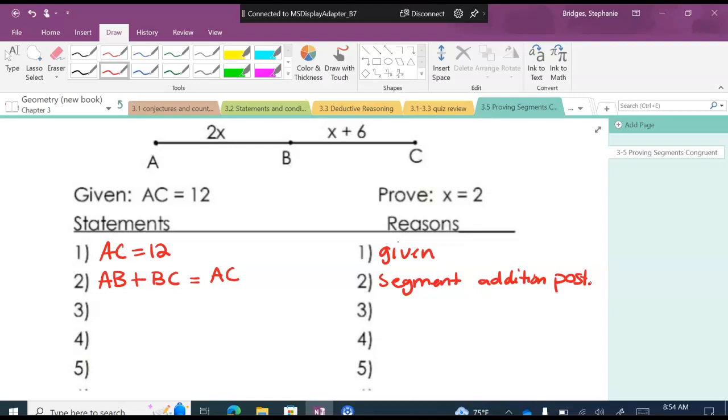Okay. Next question. What do we know about BC from our picture? It's x plus 6, yeah. And then what do we know about AC that was given to us? So I can replace AB with what it's equal to. I can replace BC with what it's equal to. And I can replace AC with what it's equal to based off of what property? Substitution, exactly. So I'm going to write this: 2x plus x plus 6 equals 12, and that is the substitution property.